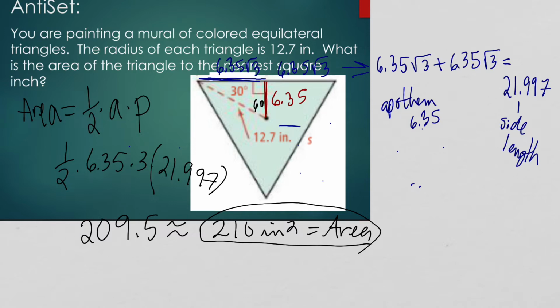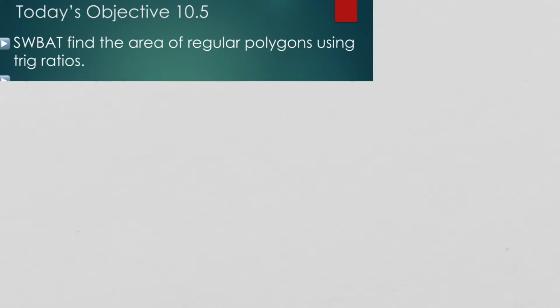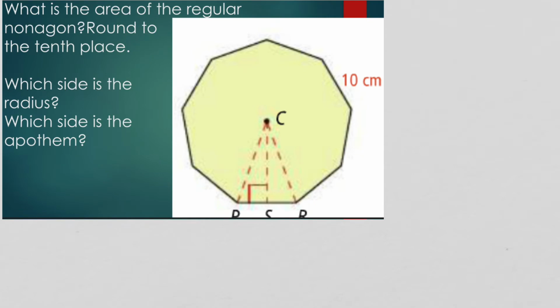So today we're still working with area of polygons, but now we're going to be using it with our trig ratios. This is ELR 10.5 for your notes, finding area using trig ratios. So let's take a look at the first problem. What is the area of this regular nonagon? 9 sides, round to the 10th place. So let's take a look.